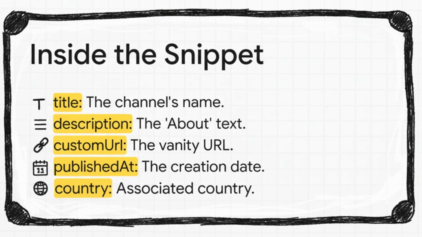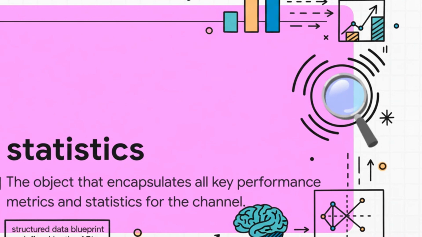The channel's title, that description you see on the About page, its cool custom URL, and even the exact date and time it was first created. It's the channel's whole identity, all neatly packaged up as data. Okay, next up is the statistics object. This is where a channel's size and reach are all laid out. It's all about the numbers.